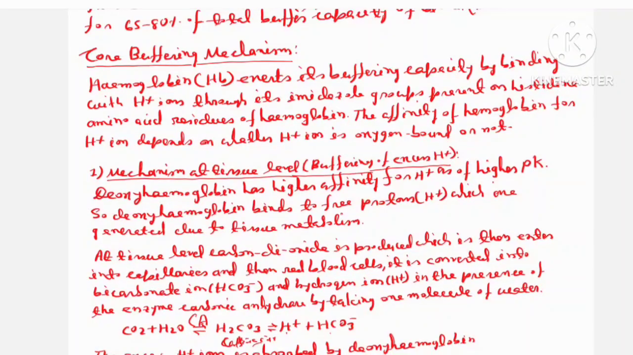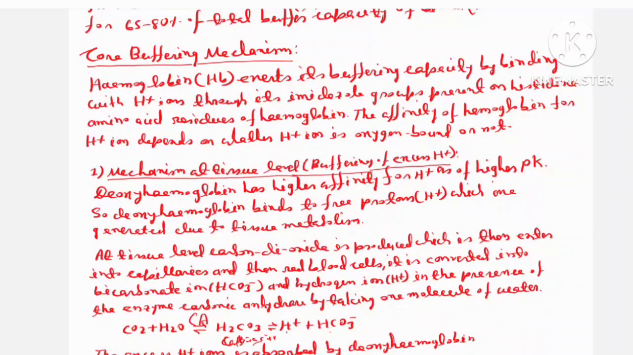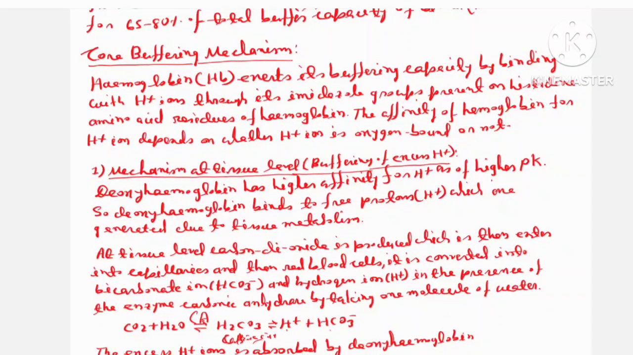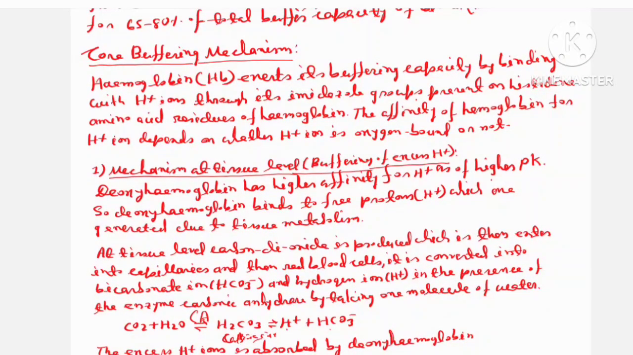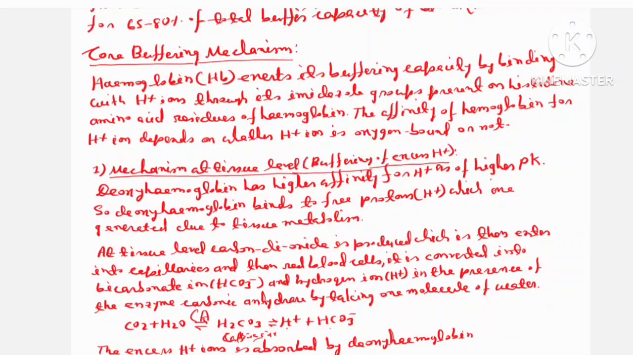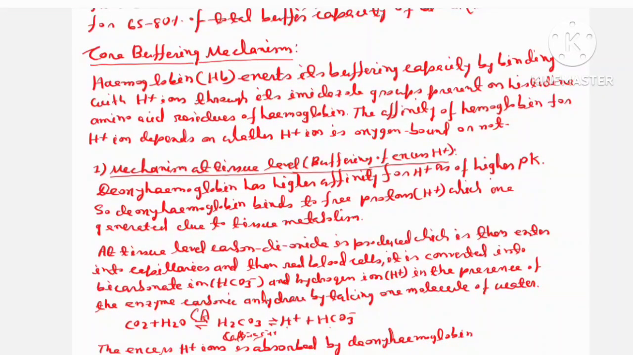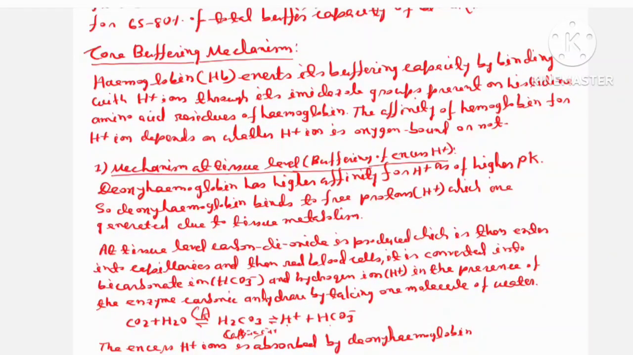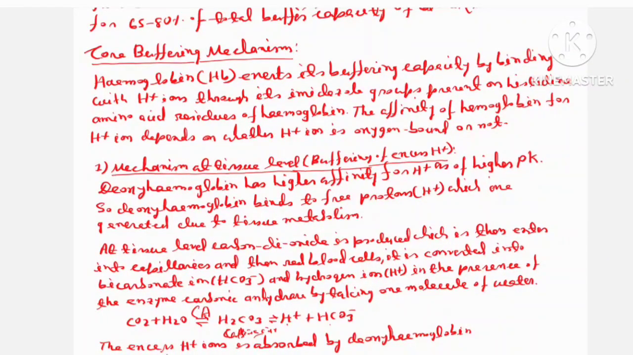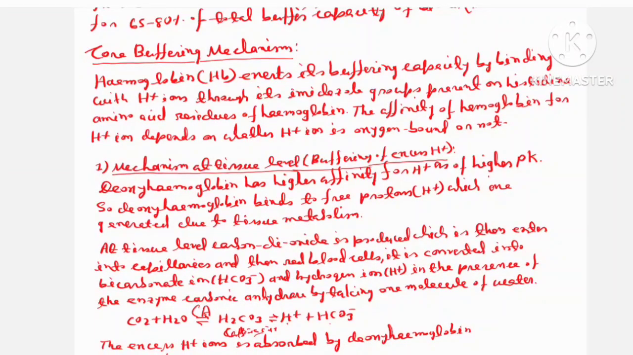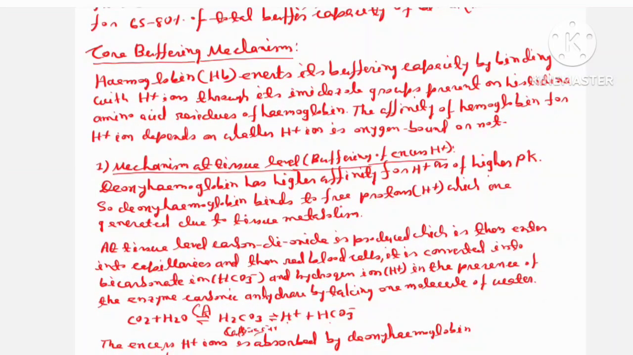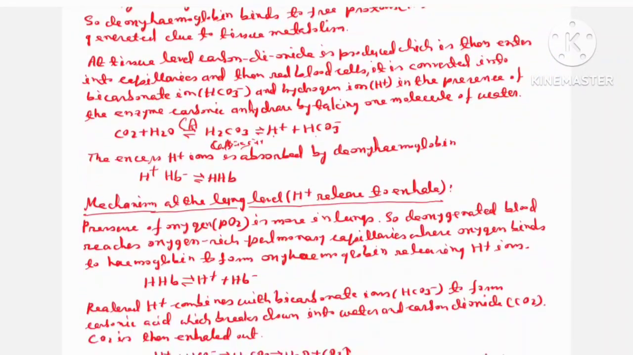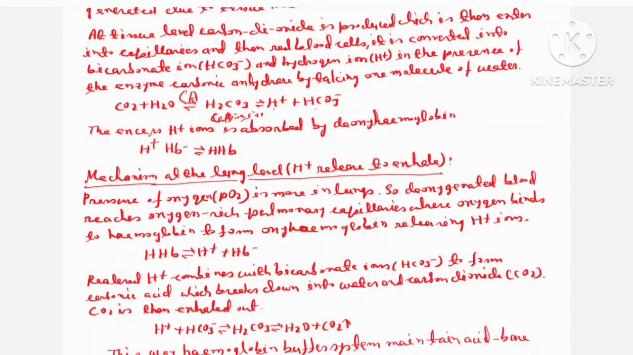Now the excess H plus ion here is absorbed by deoxyhemoglobin: H plus plus Hb minus gives HHb. If the H plus ions remain in excess, it will lower the pH. So deoxyhemoglobin binds to the H plus ion to form this, which basically helps to increase the pH or helps to maintain the pH.